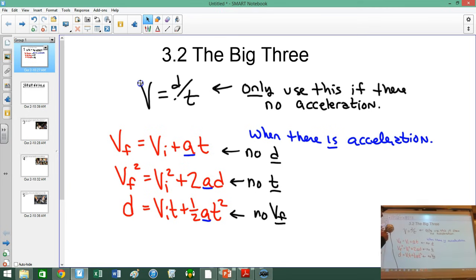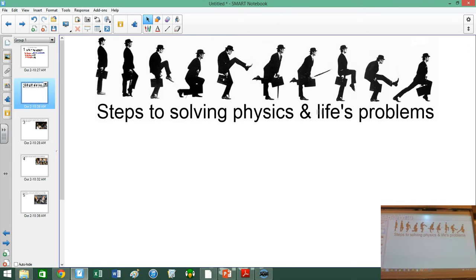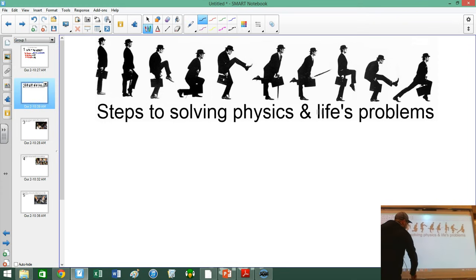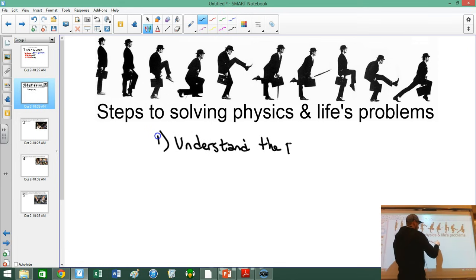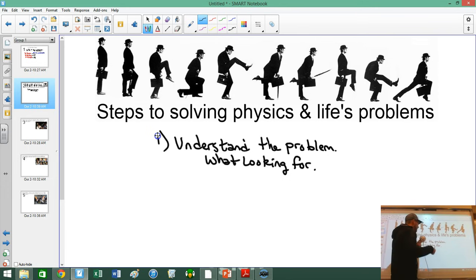So this brings me to how do we solve physics problems? Steps to solving physics and life's problems. The first step is to understand the problem. And what do I mean by that? When you understand the problem, you know what are they looking for? What's the problem looking for? What's the goal? And you also know, what do we have? What do we got to work with here? What are we looking for, and what are we given?